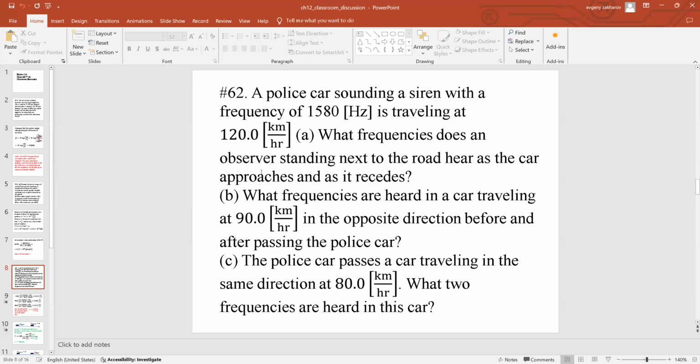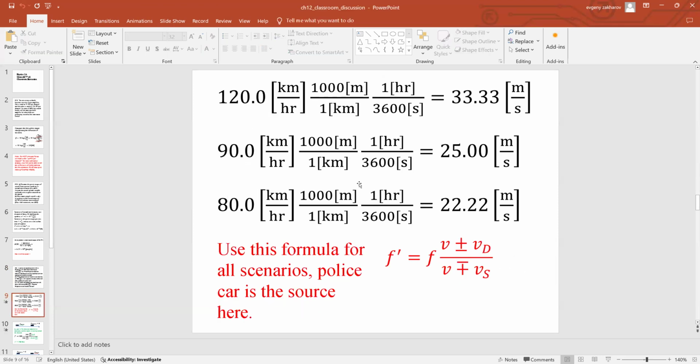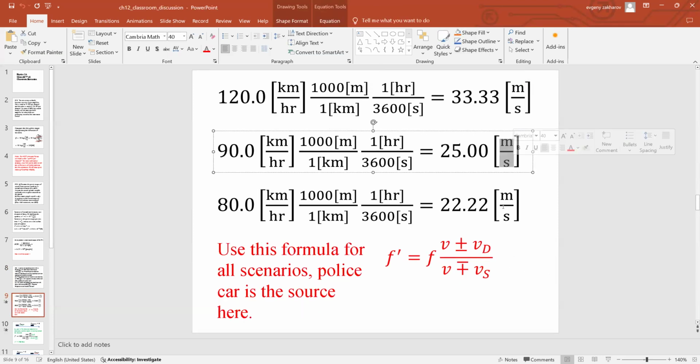Let's see what's going on. Yeah, first of all, the kilometers per hour that you see, the 120 and then 90 and 80, we have to convert to meters per second, right? So kilometers cancel out, and 1 kilometer is 1,000 meters because kilo means 1,000. And hours cancel, you're left with seconds. 1 hour is 3,600 seconds because it's 60 minutes, and each minute is 60 seconds. So we convert our kilometers per hour into meters per second.